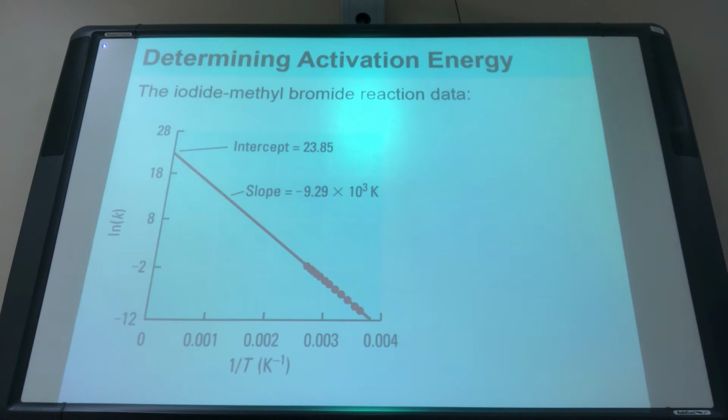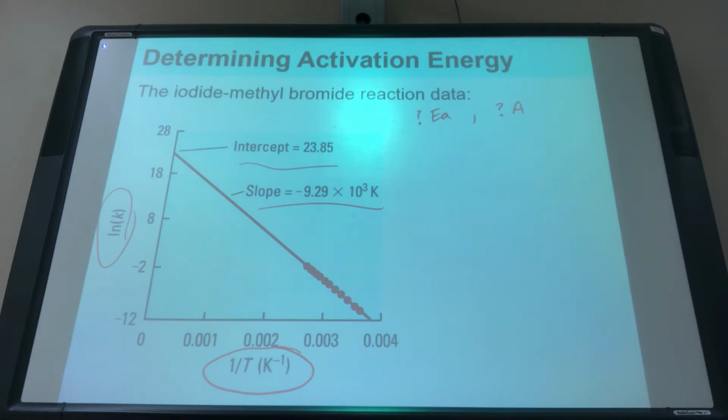So here's the problem. It's the iodide methyl bromide reaction that we talked about with our orientations. On the x-axis is 1 over T, the y-axis is ln of k, and here I have the intercept and the slope. The first question mark is I want to know what Ea is, and the second question mark is I want to know what A is.